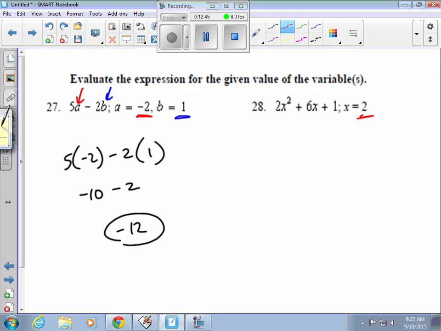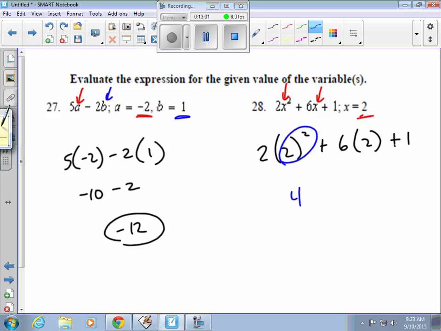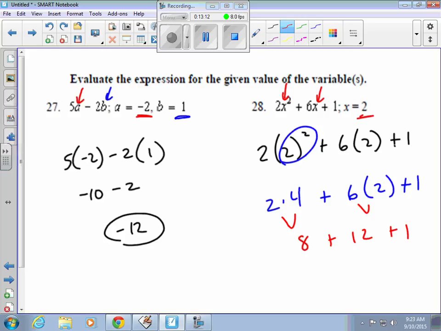2x squared plus 6x plus 1 when x is 2. So in place of x, we're plugging in 2, in 2 spots. So we have 2 times 2 squared plus 6 times 2 plus 1. Evaluate your exponents first. 2 squared is 2 times 2, which is 4. Multiplications next. 2 times 4 is 8. 6 times 2 is 12. 8 plus 12 is 20, and 20 plus 1 is 21.